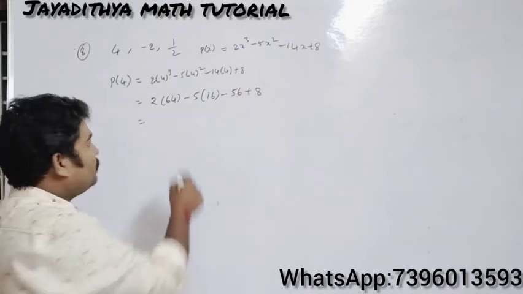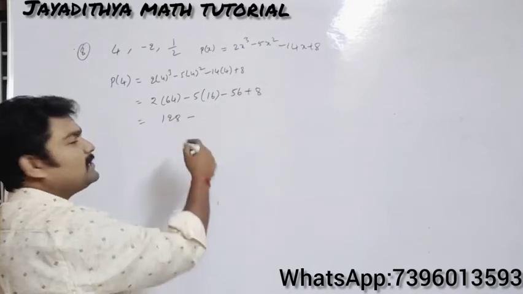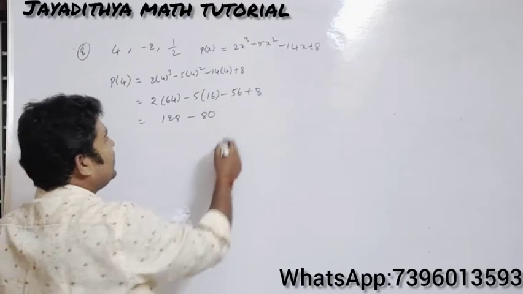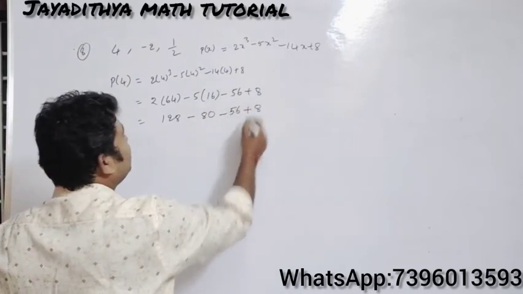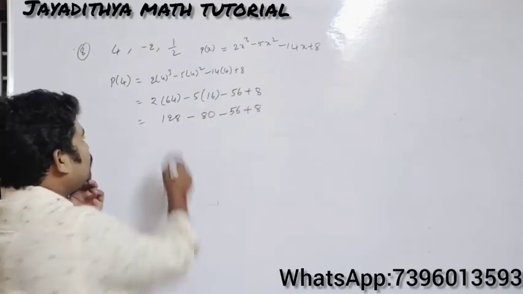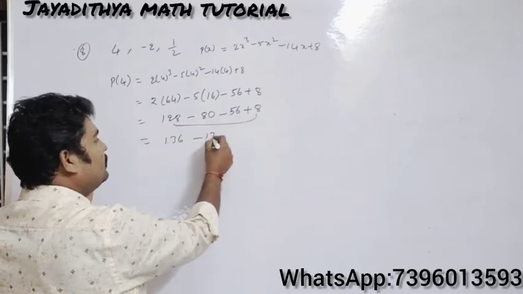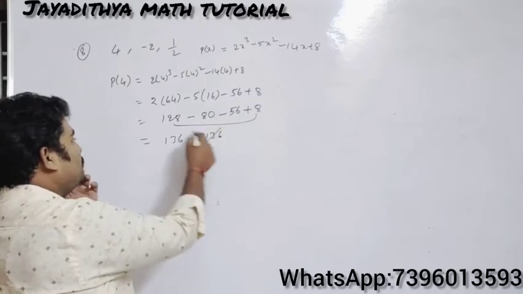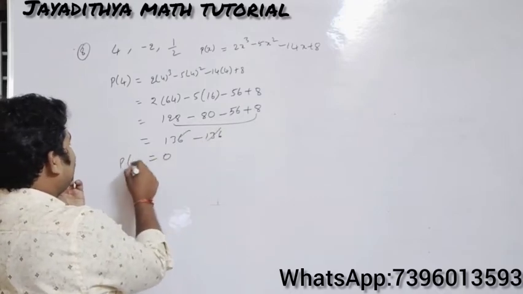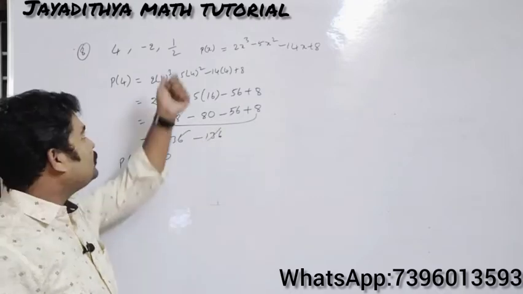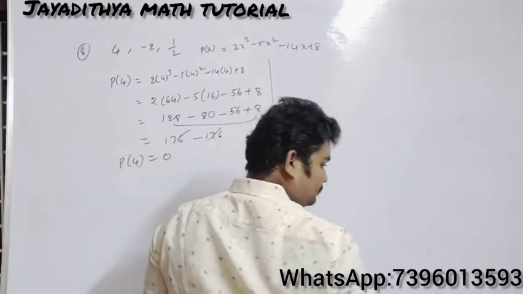So this is 2 into 64, which is equal to how much? 128 minus 5 into 16. You know that 16 5s are 80, minus 56 plus 8. So you add the positive terms first, that will be 136, and minus 80 minus 56 is again minus 136. So both get cancelled here, and this is equal to 0. So P of 4 is equal to 0. That means 4 is a zero of the given polynomial.